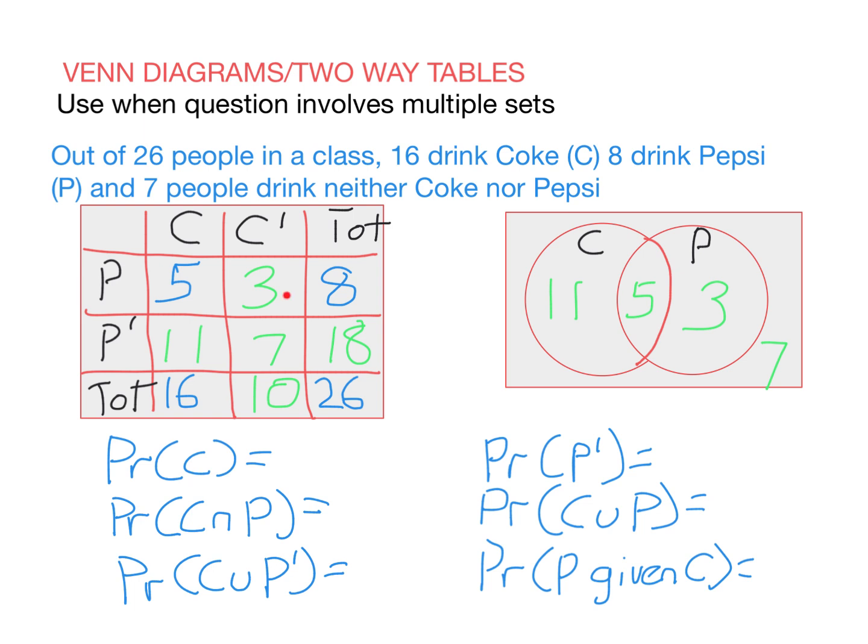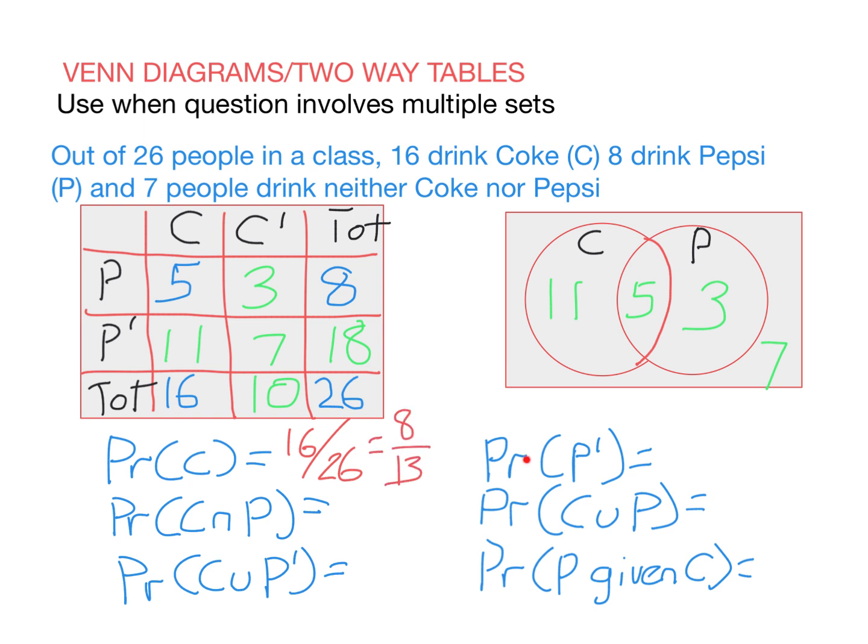So once we've done this, we can answer probability questions really easily. So let's look at probability of C. That means if I select a student at random from this class, what's the probability they drink Coke? Well, we can see here there are 16 people, 11 plus 5, who drink Coke out of 26 people in total. Make sure if you give your answer as a fraction, it is simplified.